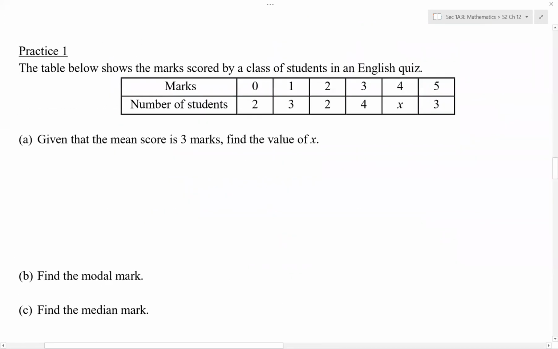So next, we have practice 1. We've got the table below showing the marks scored by a class of students in the English quiz. So again, we have a range of marks from 0 to 5. And we've got the number of students scoring these values. So unknown number of students scored 4 marks. And then they ask us to find the value of x, given that the mean is actually 3.